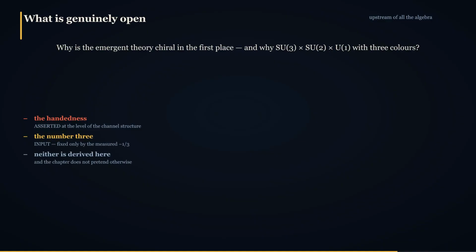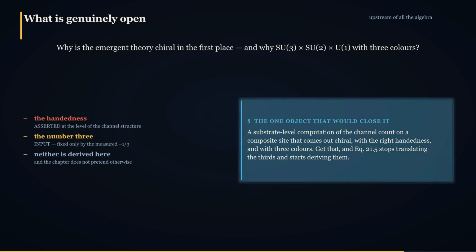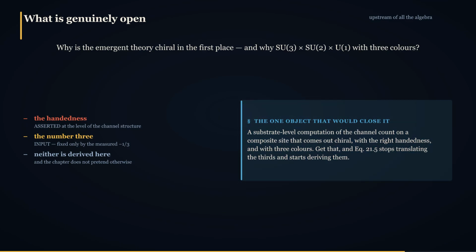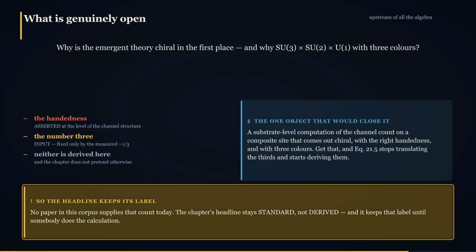And there is exactly one object that would close it, a substrate-level computation of the channel count on a composite site that comes out chiral, with the right-handedness and with 3 colors. Get that, and the general formula stops translating the thirds and starts deriving them. No paper in this corpus supplies that count today, so the headline of this chapter stays labeled standard, not derived, and it keeps that label until somebody does the calculation.